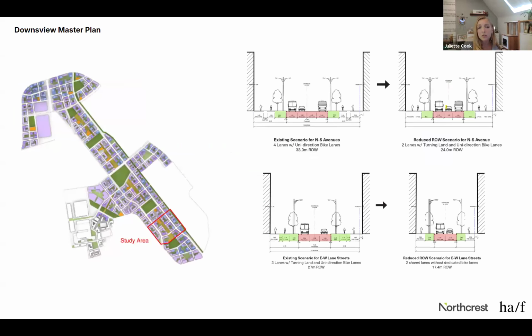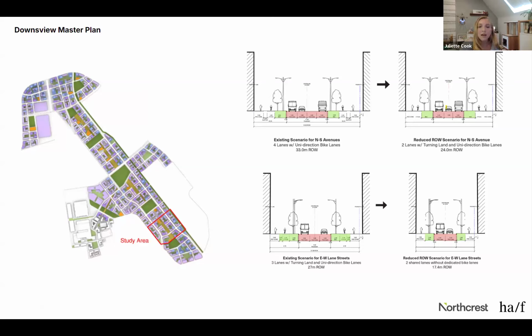And so we used a similar approach as the Bentway study. We isolated an area that we're seeing down at the south of the site here of the Downsview Master Plan to understand the impacts of changing right-of-way dimensions. For north-south avenues, we looked at reducing from 33 meters to 24 meters, from 4 lanes to 3 lanes of traffic. We eliminated the buffer between bike lanes and pedestrians and reduced the width of pedestrian zones to 2.8 meters.